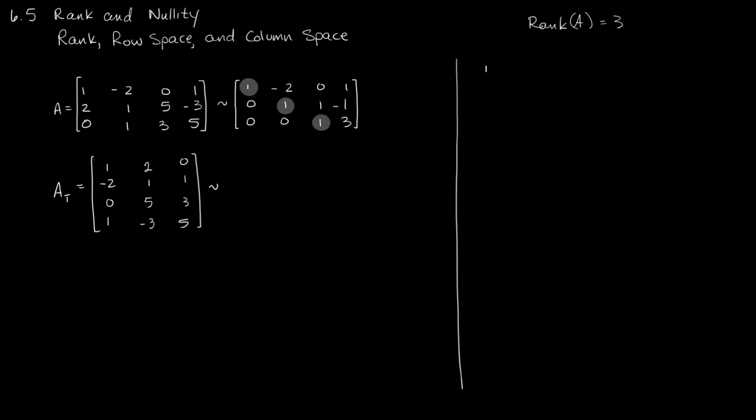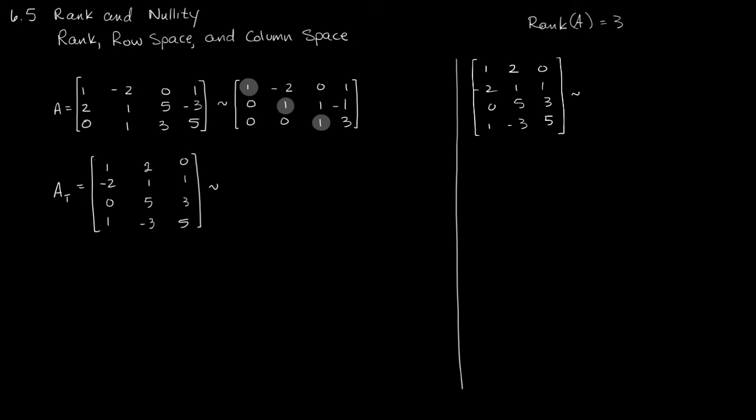So let's see, I'll just rewrite the matrix. 1, 2, 0, negative 2, 1, 1, 0, 5, 3, and 1, negative 3, 5. You'll notice that I'm reading these as rows now rather than the columns that I used to create them because I'm actually going to be doing elementary row operations to reduce it. To find the pivots, I only need to reduce it to echelon form. It doesn't have to be reduced echelon form.